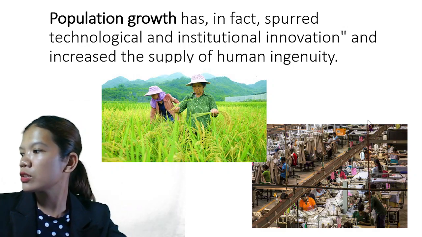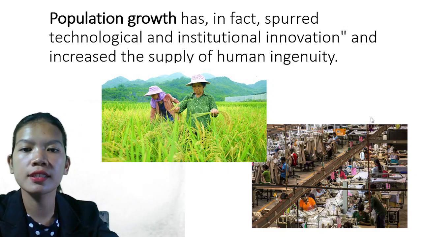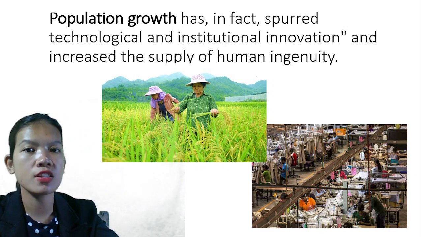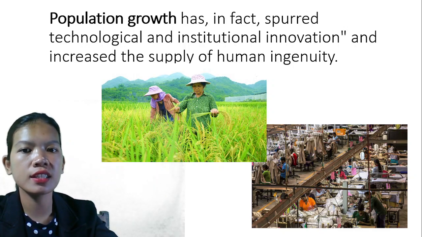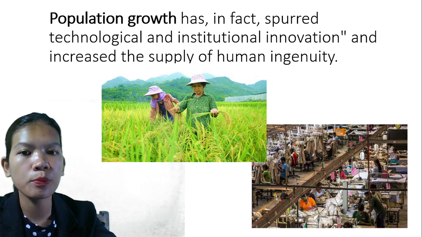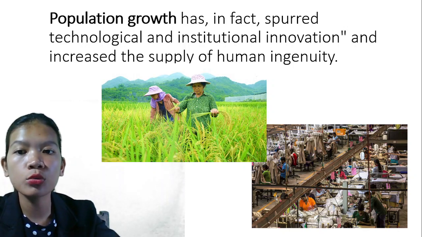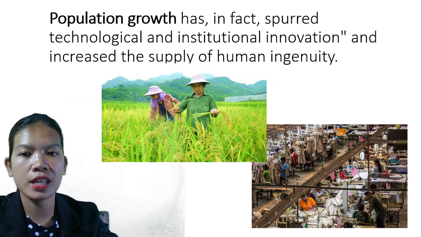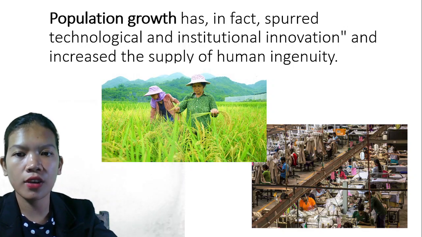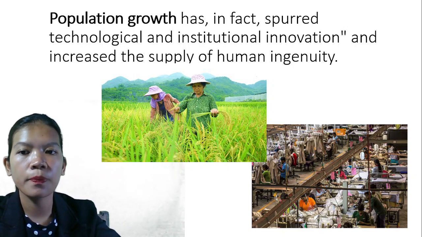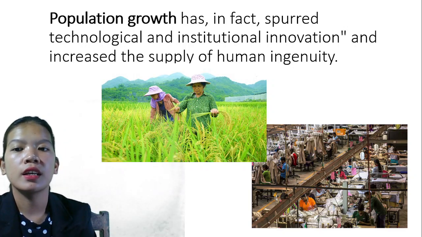So this population growth has in fact spurred technological and institutional innovation, and increased the supply of human ingenuity. Advances in agricultural production have shown that the Malthusian nightmare can be prevented. The Green Revolution, for example, created high-yielding varieties of rice and cereals, along with the development of new methods of cultivation, increasing yields globally, but more particularly in the developing world.